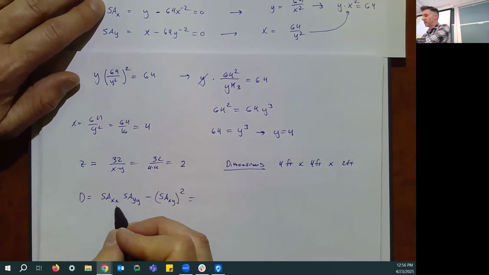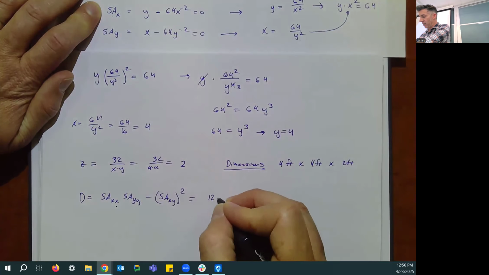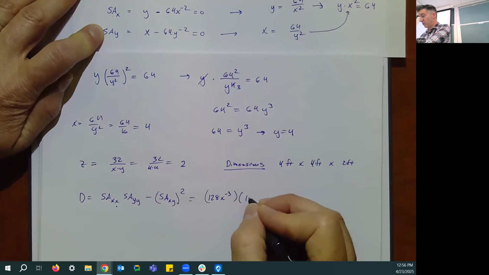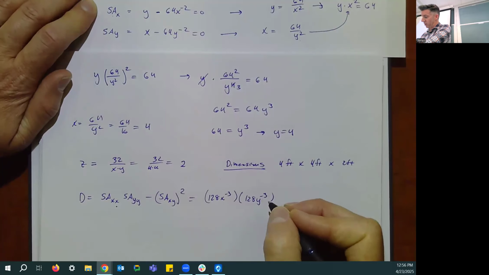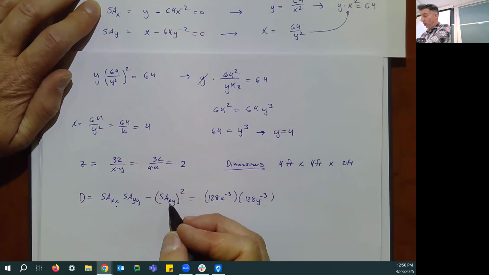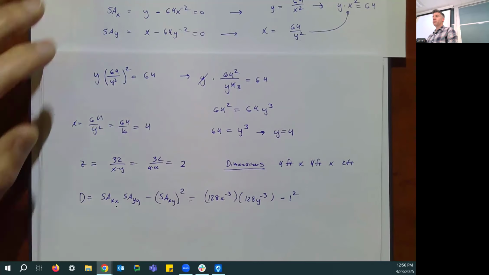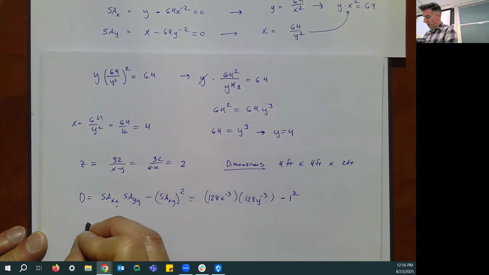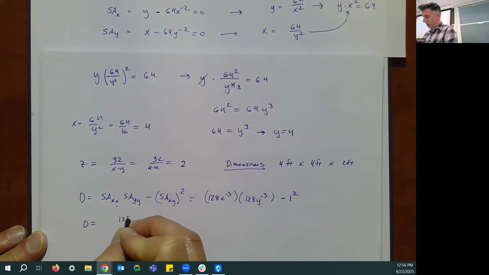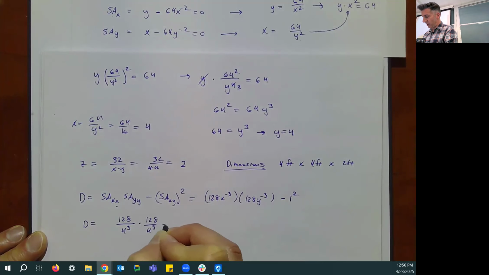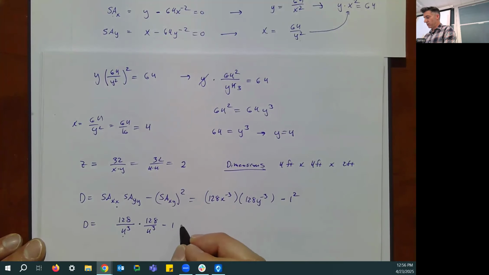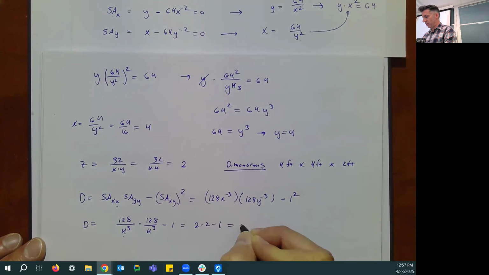Our second partial with respect to x is going to be positive 128 times x to the negative third. And for y, it's going to be positive 128 times y to the negative third. And for the mixed partial, it's going to be 1. So if we plug in our point, which is x equal to 4 and y equal to 4, we're going to get 128 divided by 4 cubed times 128 divided by 4 cubed minus 1 squared, and that's definitely going to be positive. Because 128 over 64 is 2, so 2 times 2 minus 1, which is 3.